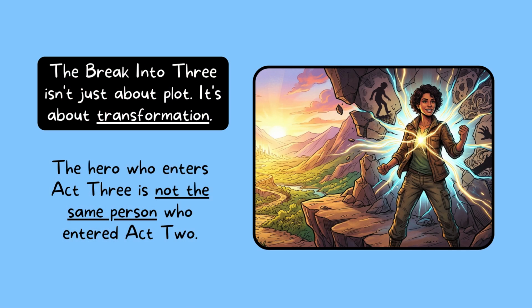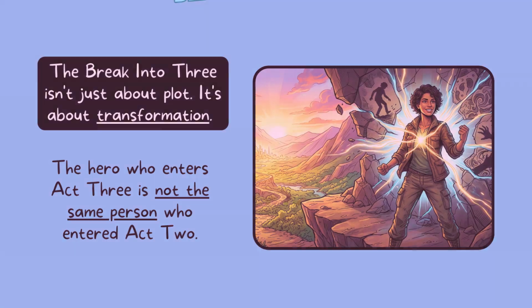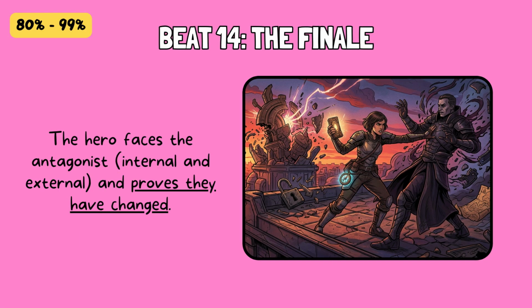For novelists, the break into 3 isn't just about plot, it's about transformation. The hero who enters Act 3 is not the same person who entered Act 2. Something has genuinely changed inside them, and that change is what makes the finale feel earned. Beat 14, the finale. This is the final showdown. The hero faces the antagonist, internal and external, and proves they have changed, not by saying it, by doing it.